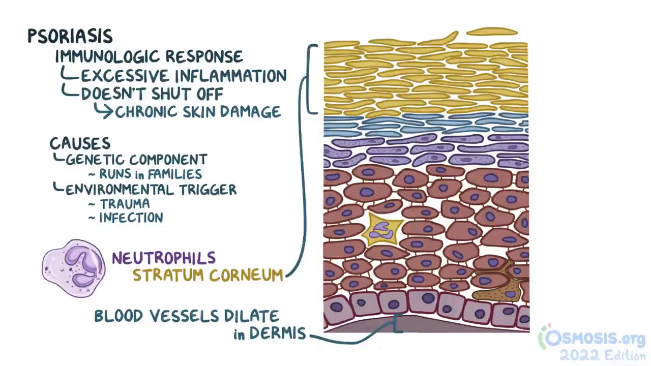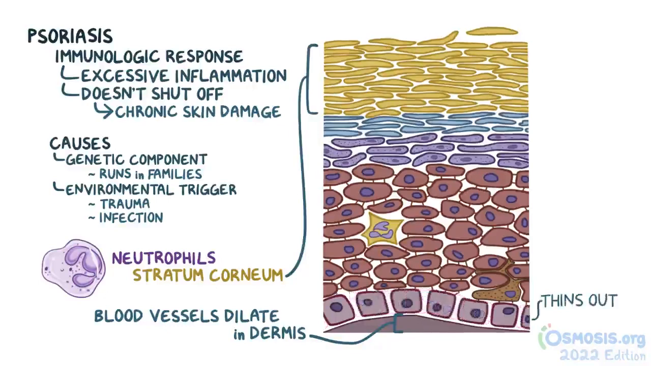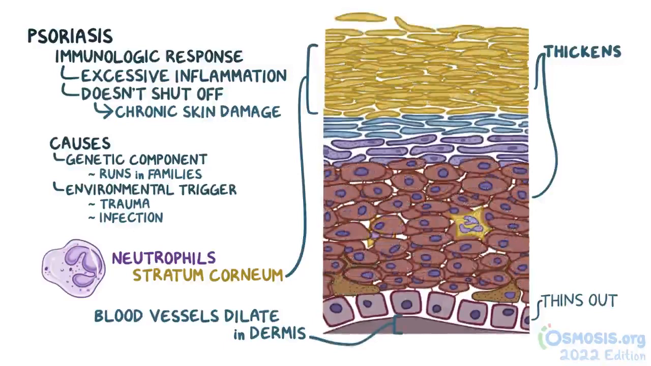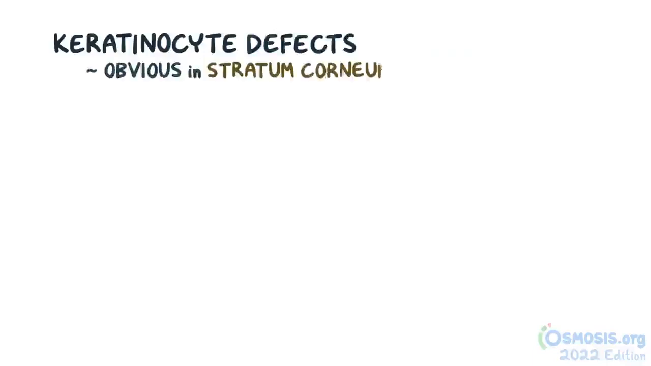The increased keratinocyte proliferation thins out the stratum basale, but thickens the other layers, particularly the stratum corneum and stratum spinosum. In fact, as keratinocyte growth outpaces sloughing off, the cells begin to pile up. These proliferating keratinocytes have a few maturation defects, which are most obvious in the stratum corneum.